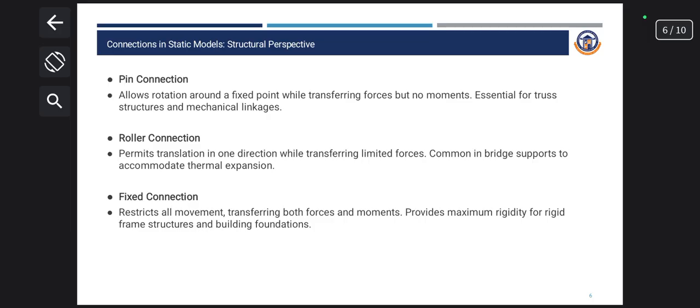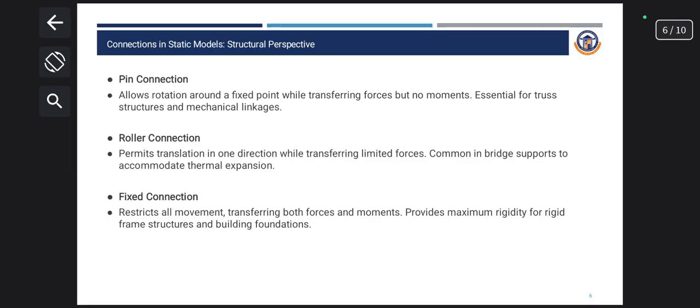The next one is connections in static models, the structural perspective. Connections are not only conceptual, they also exist in physical engineering analogies. The first one is pin connections, which allow rotation but no movement, for example truss structures. The next one is roller connections, which allow translation in one direction, useful in bridge supports. The third one is fixed connections, which restrict all movements, providing maximum rigidity.